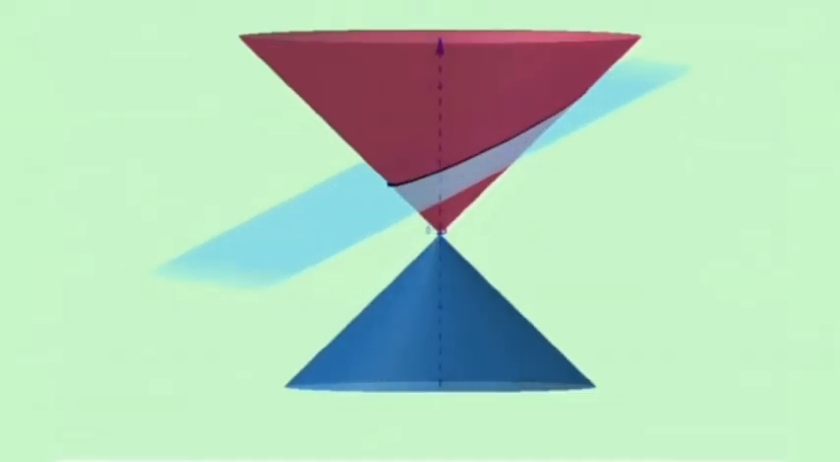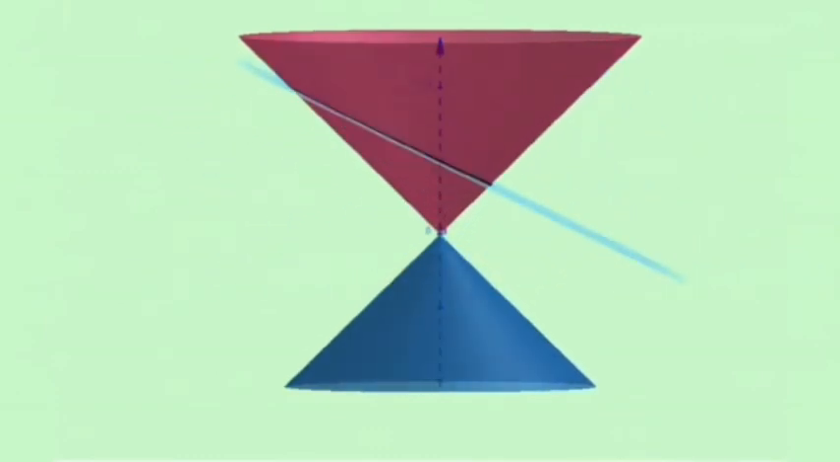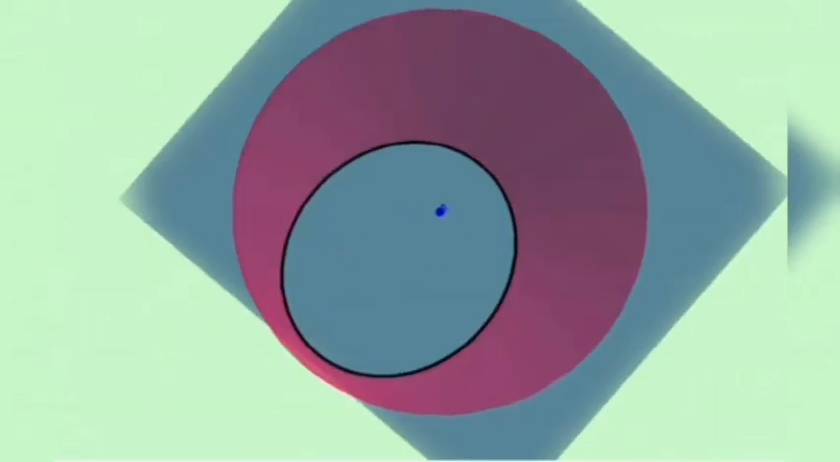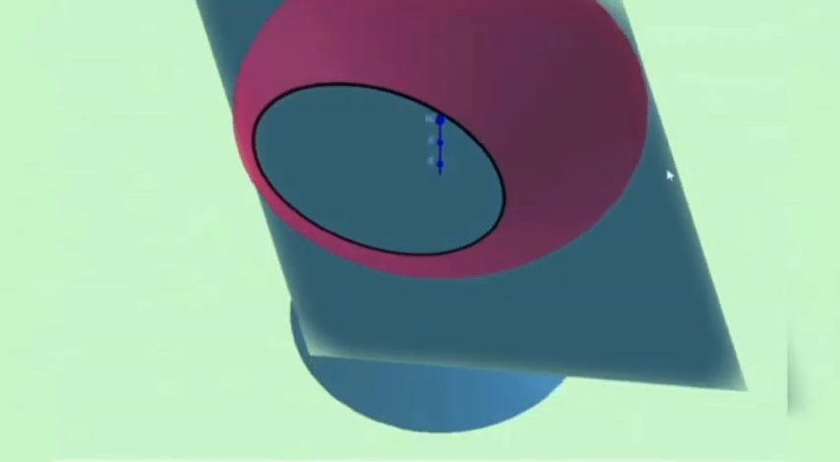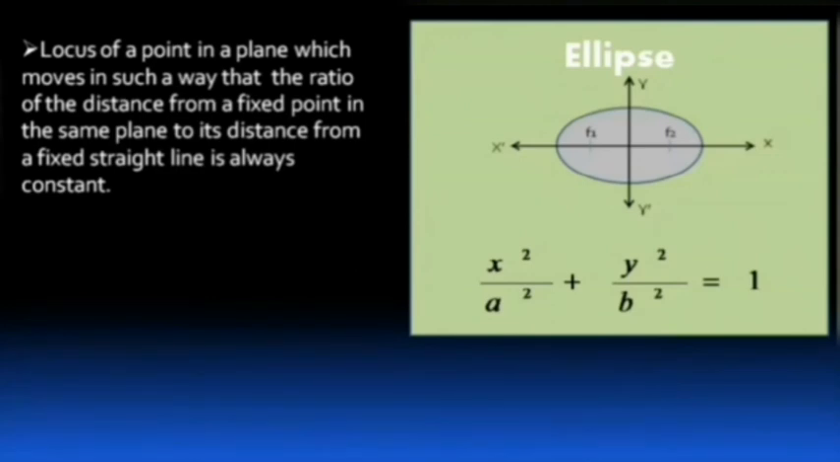When the plane cuts the cone at an angle between a perpendicular to the axis and an angle parallel to the side of the cone, the curve formed is an ellipse. Ellipse is the locus of a point in a plane which moves in such a way that the ratio of the distance from a fixed point in the same plane to its distance from a fixed line is always constant, which is always less than unity. Focus is the 2 points.